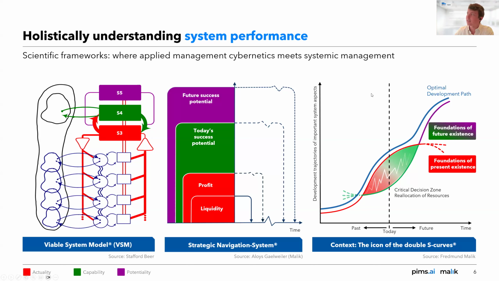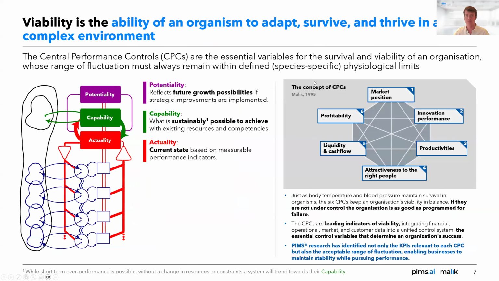Now, the objective that we are looking for, so not performance, we're looking for viability. And the viability of an organism is the ability for them to adapt, to survive, to thrive in a complex environment. We want to take this towards a business rather than an organism, but similar to the viable system. So how do you track viability? And Ashby gives us the principle here. We watch the essential variables.